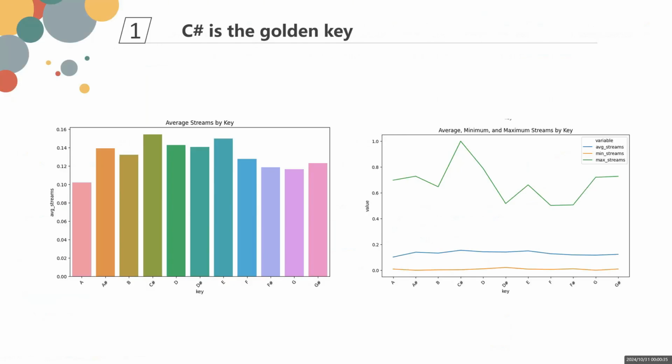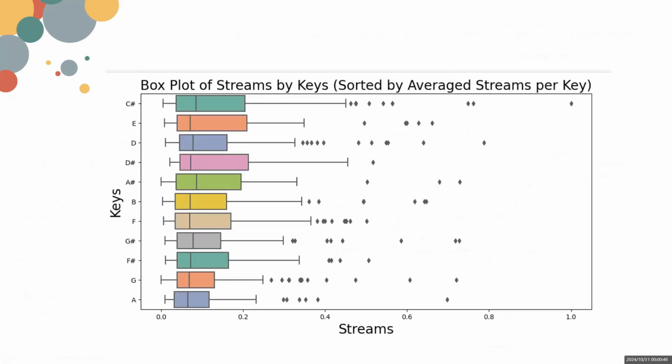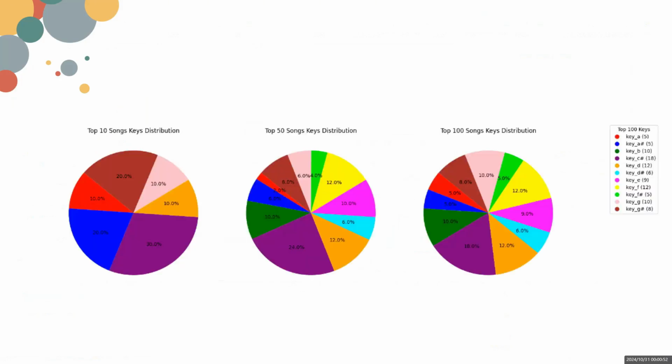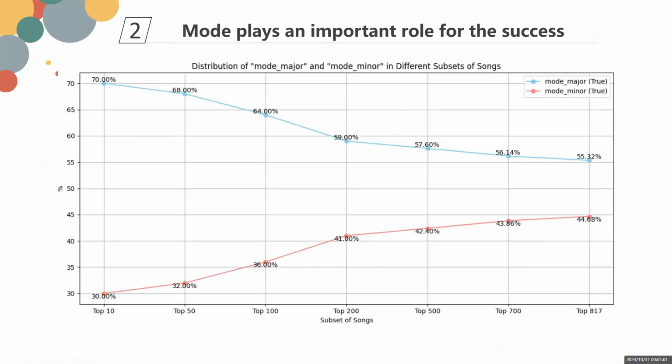First of all, C sharp is considered to be the golden key. As you can see, it has the highest average streams among all the other keys. The box plot here shows that C sharp has the highest median and the highest maximum. This pie chart here is also dominated by the key C sharp, where it also has the largest share from top 10 to top 100 in each level.